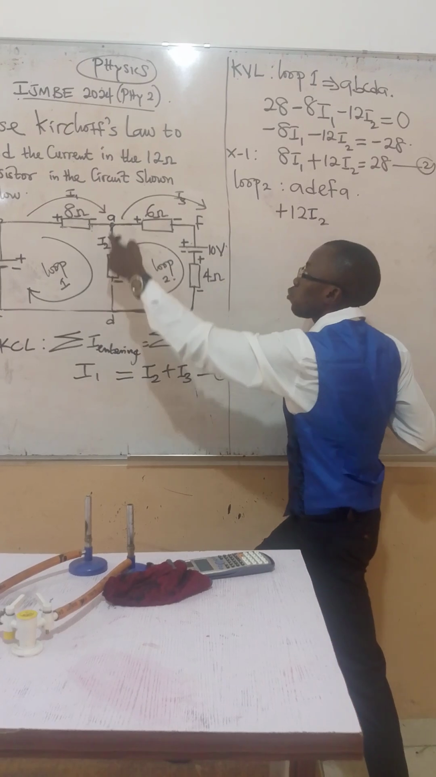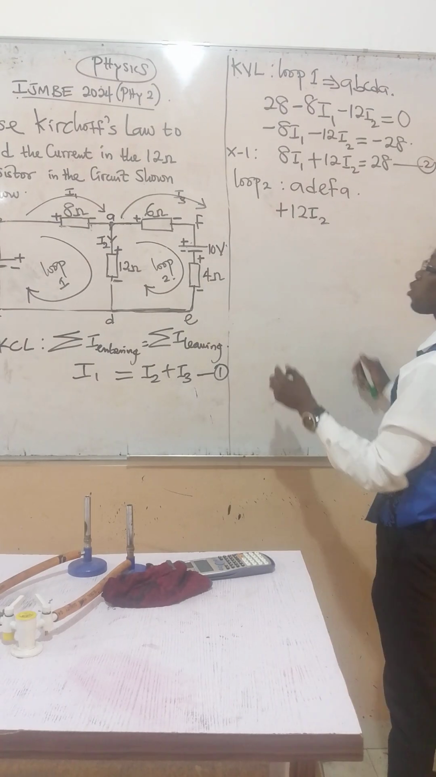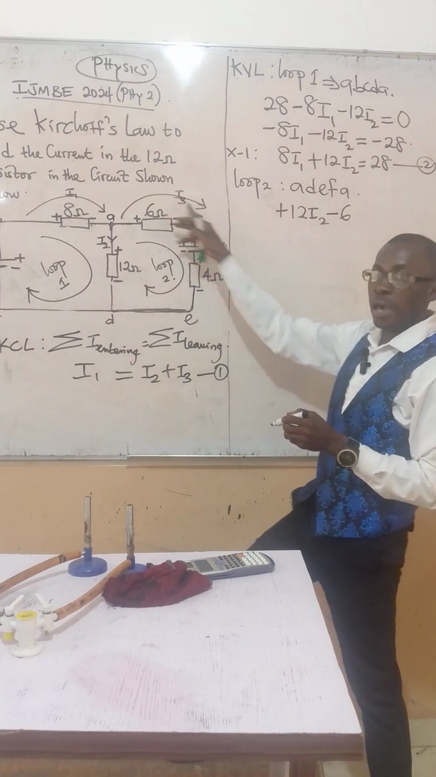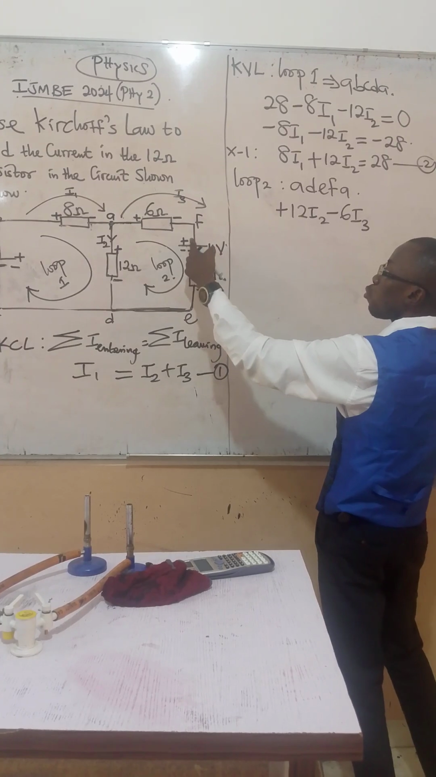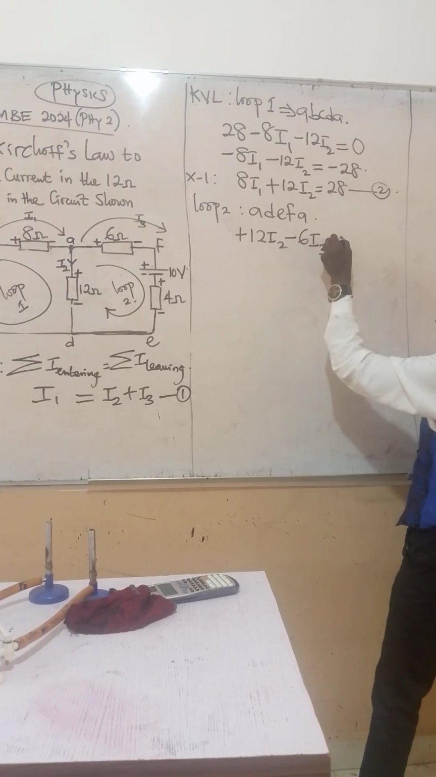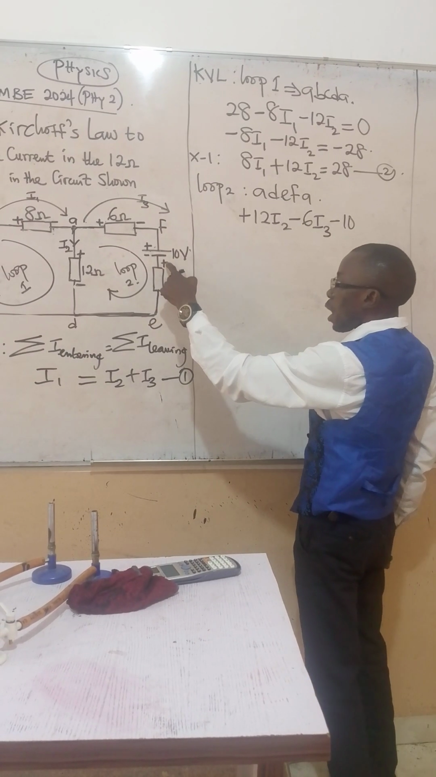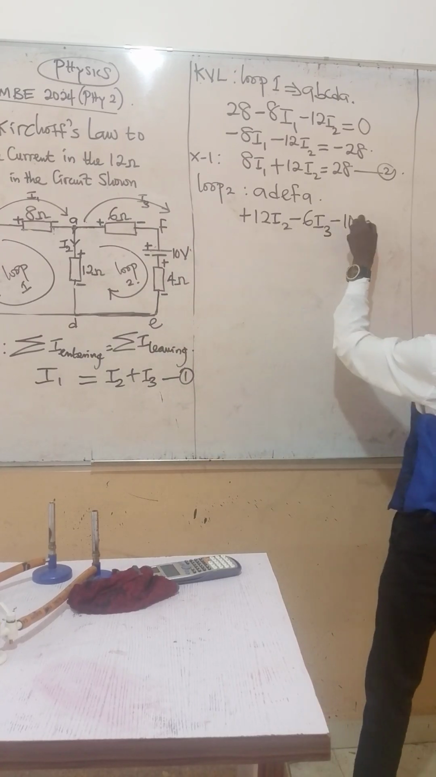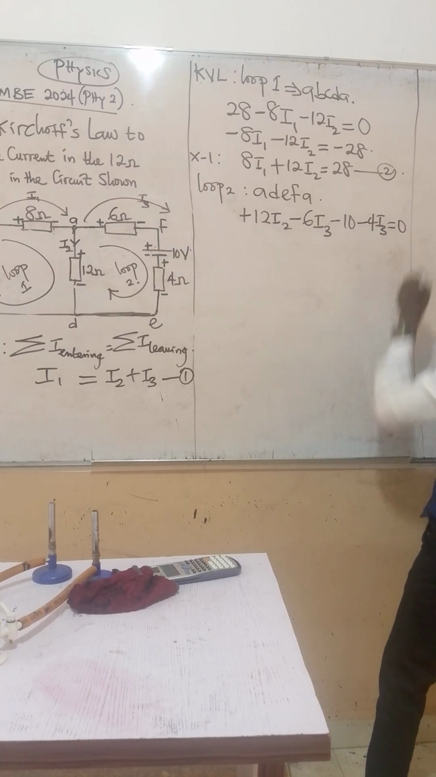Then come back to this part again, you move from a region of higher potential to lower potential. From higher to lower is a potential drop, which means minus 6. The current in this direction is I3, 6I3. Then come to this part, you move from a region of higher potential to lower potential. Higher to lower means potential drop again, which is minus 10. Then for the last part, from a region of higher potential to a region of lower potential, you have 4, which should be negative 4. But the current in that direction is I3, and that will be equal to 0.